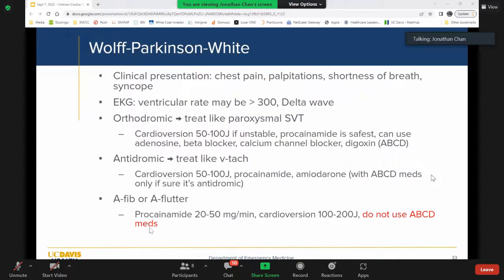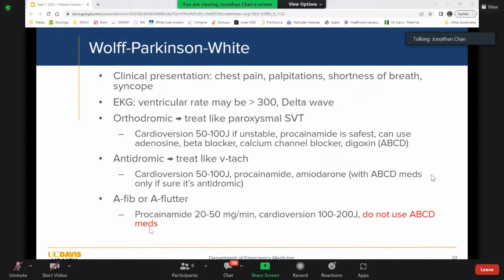And so Wolff-Parkinson-White can present with a lot of things. Some patients don't know they have it. Sometimes it can come with chest pain, palpitations, shortness of breath, or syncope, feeling that they passed out. On the EKG, the ventricular rate can sometimes be greater than 300 beats per minute, and we'll see the delta wave that we saw in the EKG a little bit earlier.